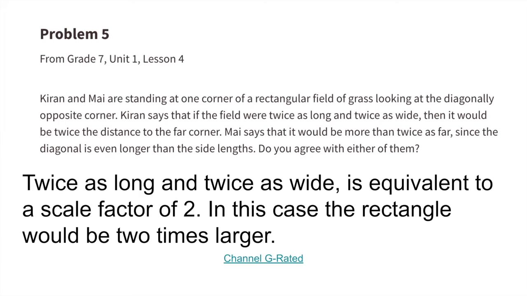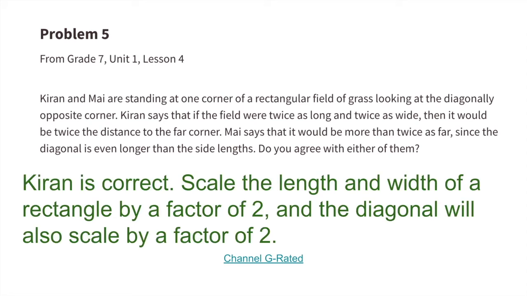Twice as long and twice as wide is equivalent to a scale factor of 2. In this case, the rectangle would be 2 times larger. Kieran is correct. Scale the length and width of a rectangle by a factor of 2, and the diagonal will also scale by a factor of 2.